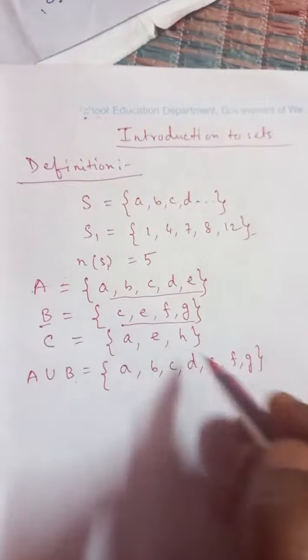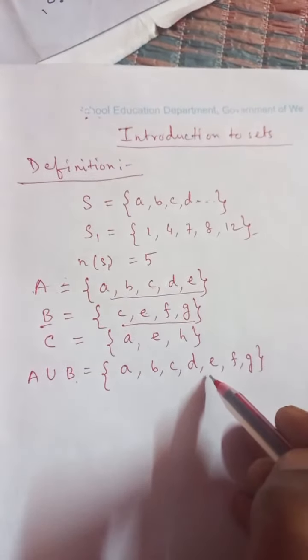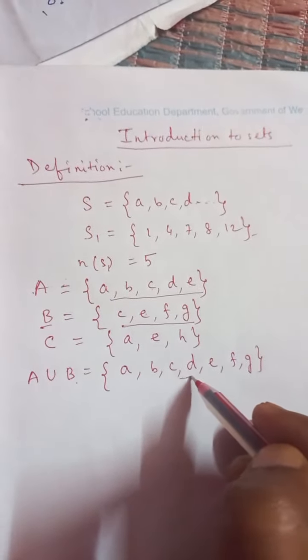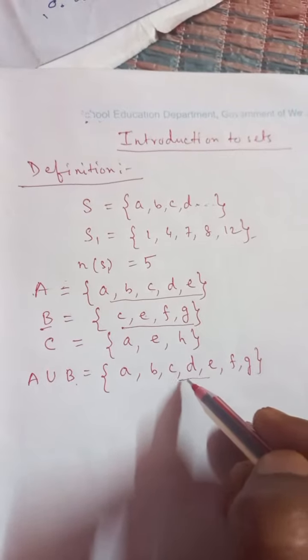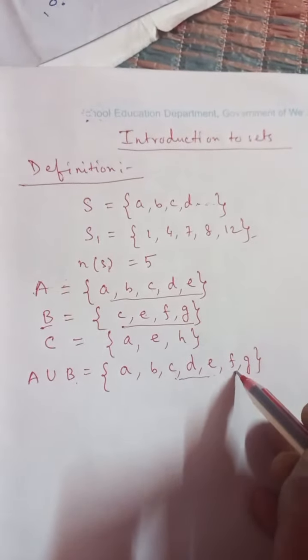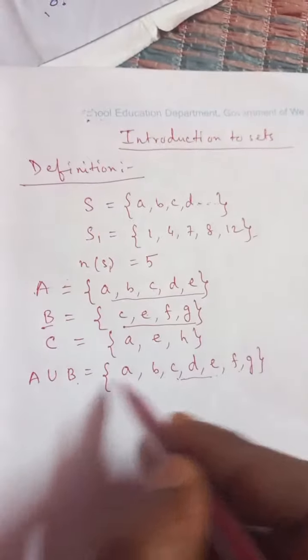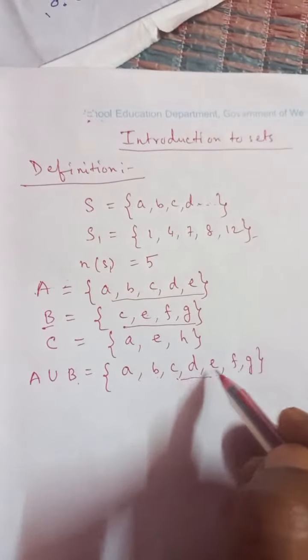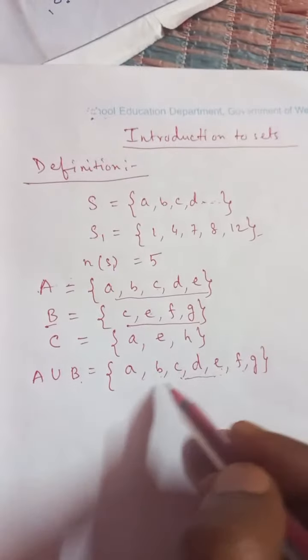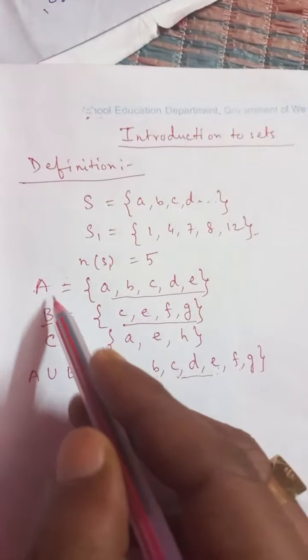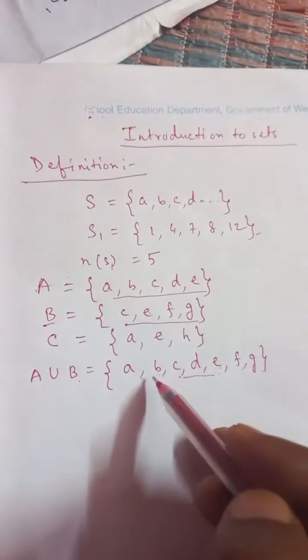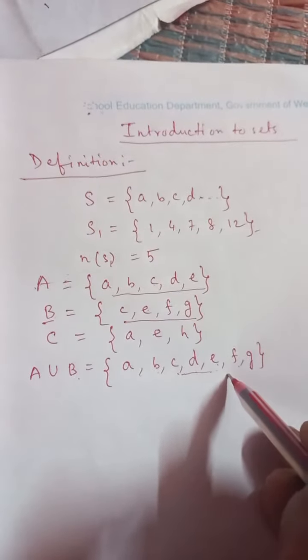The B set can be found here also. The B set is C, E, F, G, 4 elements. The A set can also be found in this union: A, B, C, D, E. So this is the union where both sets A and B can be found.